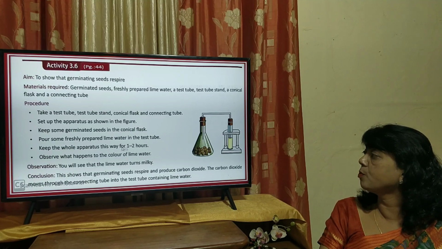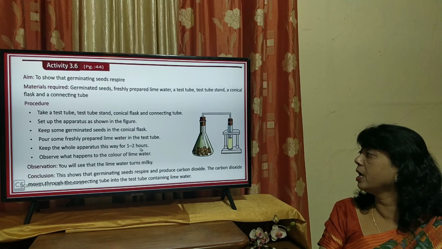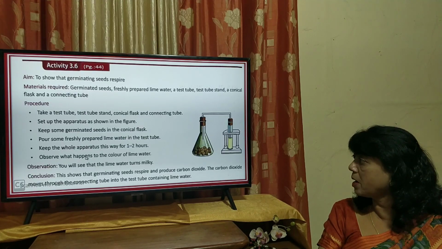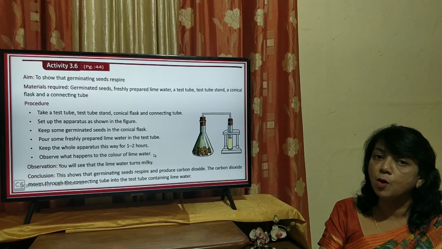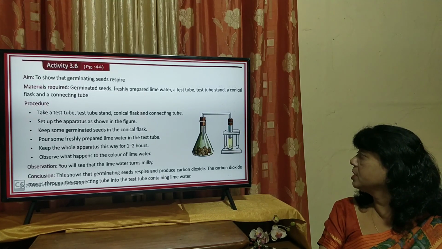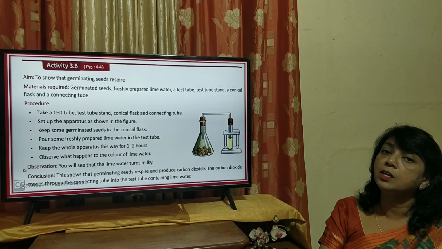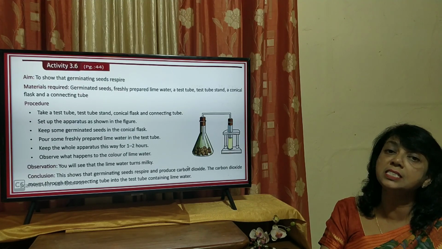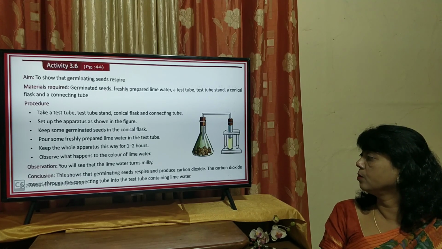Why have we kept it for 1 to 2 hours? We are keeping it for 1 to 2 hours so that the seeds get enough time to respire. Observe what happens to the color of lime water. After 1 or 2 hours, you should observe the lime water which is kept in the test tube. Now, observation. What will you observe? You will see that the lime water turns milky. The color of lime water will be milky now.